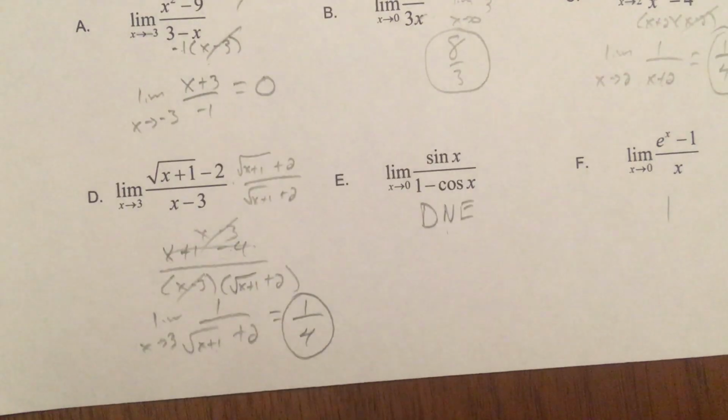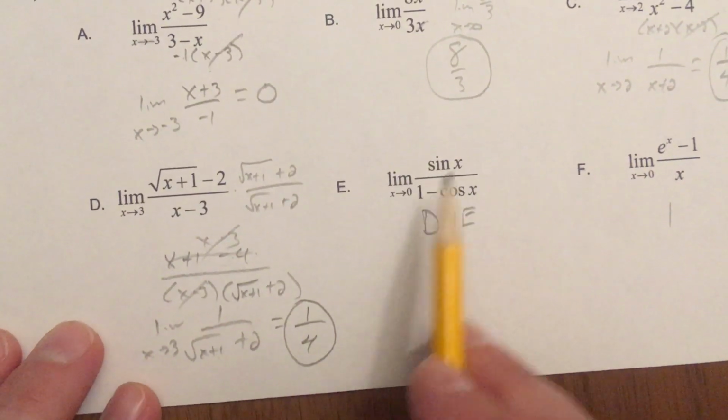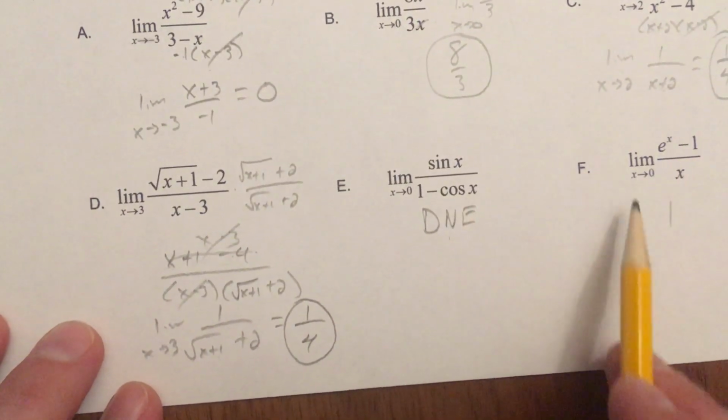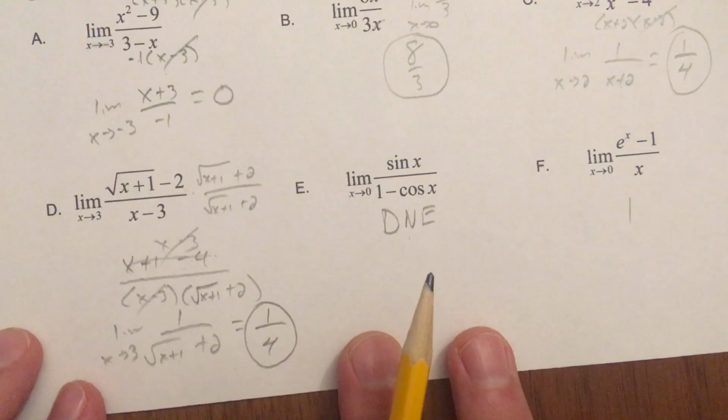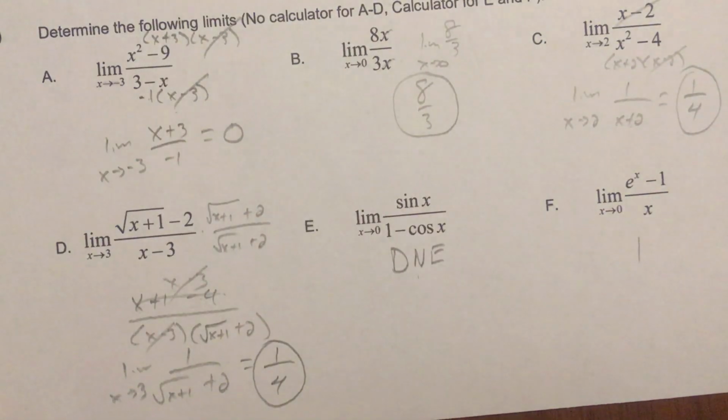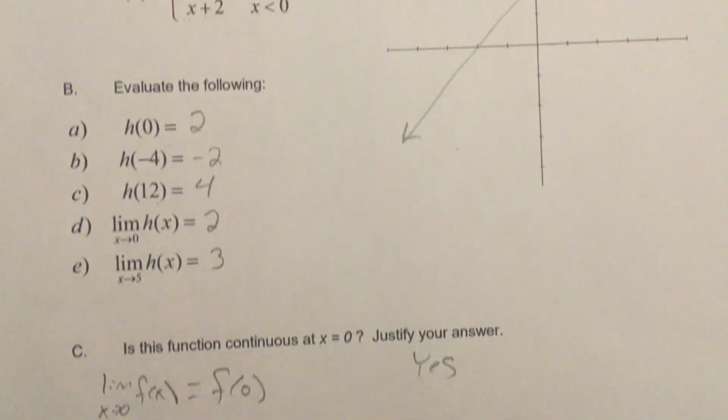Now, a little bit later, in the chapter after next, we're going to be able to prove that this one doesn't exist, and we're going to be able to prove that that's 1 using derivatives. But for right now, that's what we get right there. All right, so that's page 1 of our review.